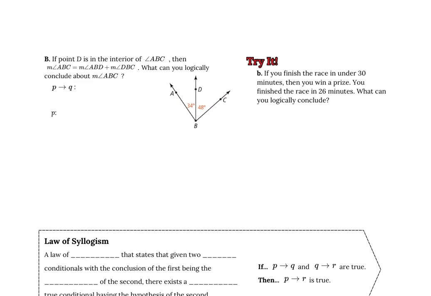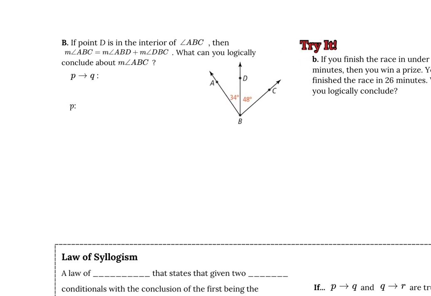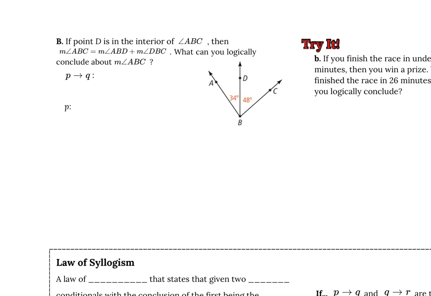All right, so our B example. If point D is in the interior of angle ABC, then the measure of angle ABC equals the measure of angle ABD plus the measure of angle DBC. Okay, so we're using angle addition postulate. What can we logically conclude about the measure of angle ABC?